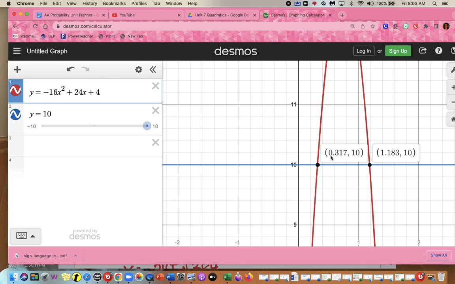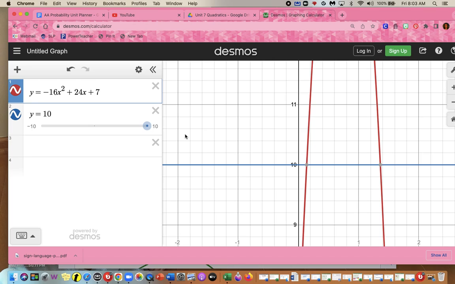So there's the, oh, I typed in the wrong equation, didn't I? Yes, I did. So it was 24x plus 7, not 4. Okay, so here are two answers, 0.138 and 1.362 at 10 feet. So there's another way to do it. All right, let's take a look then at the next question.